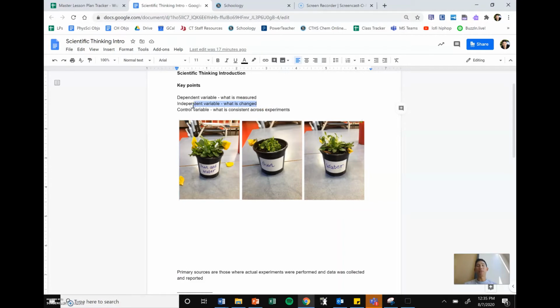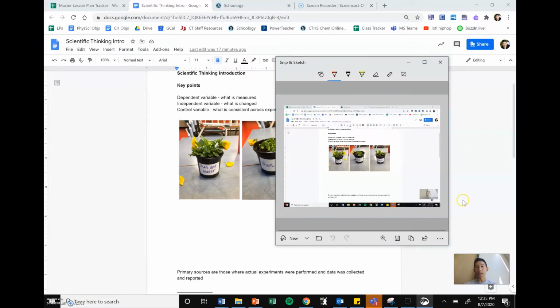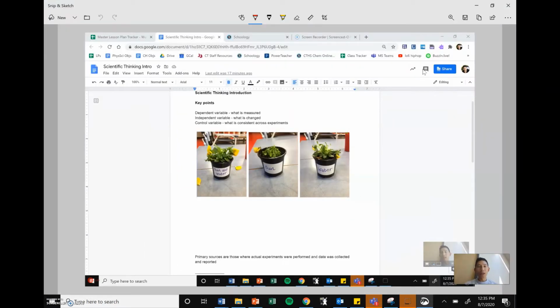The independent variable is what is changed across these conditions. And to really tease this out, we're going to take a look at 2 specifically. So let me turn on my pen here. Let's say we were taking a look at these 2, the one with sun and water versus the one with just sun. Well, what's being changed, the independent variable, is how much water the plant receives. So in this case, there's water. In the case on the right, there's no water. That's what we're changing, and that's the independent variable.